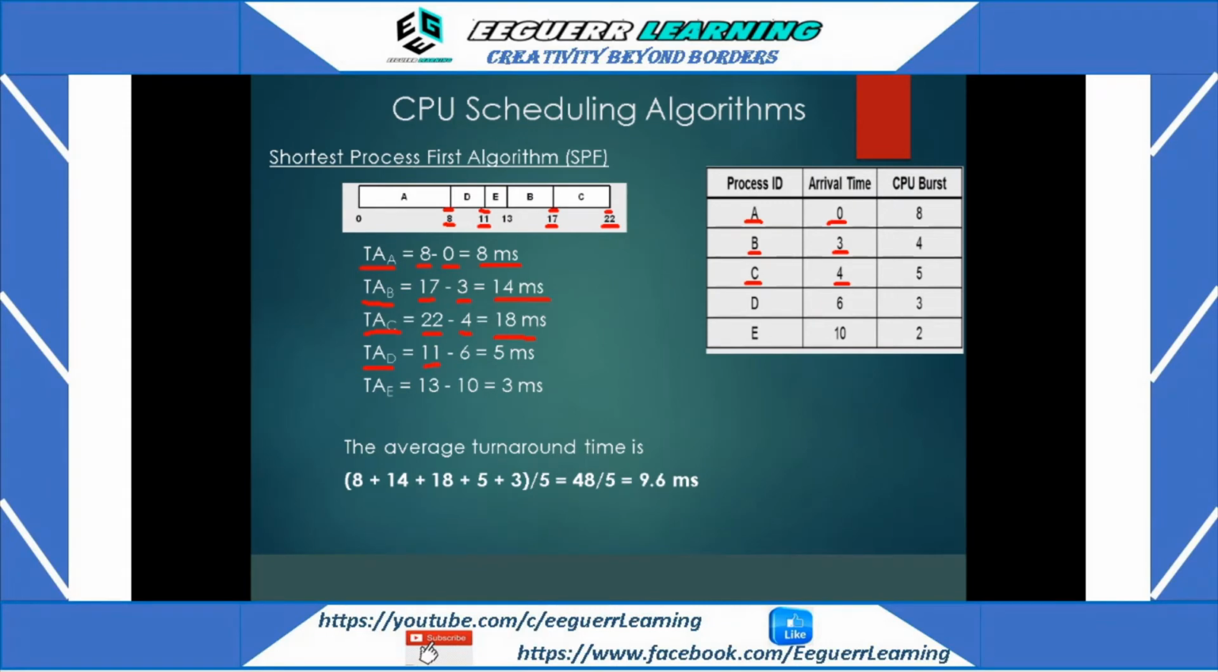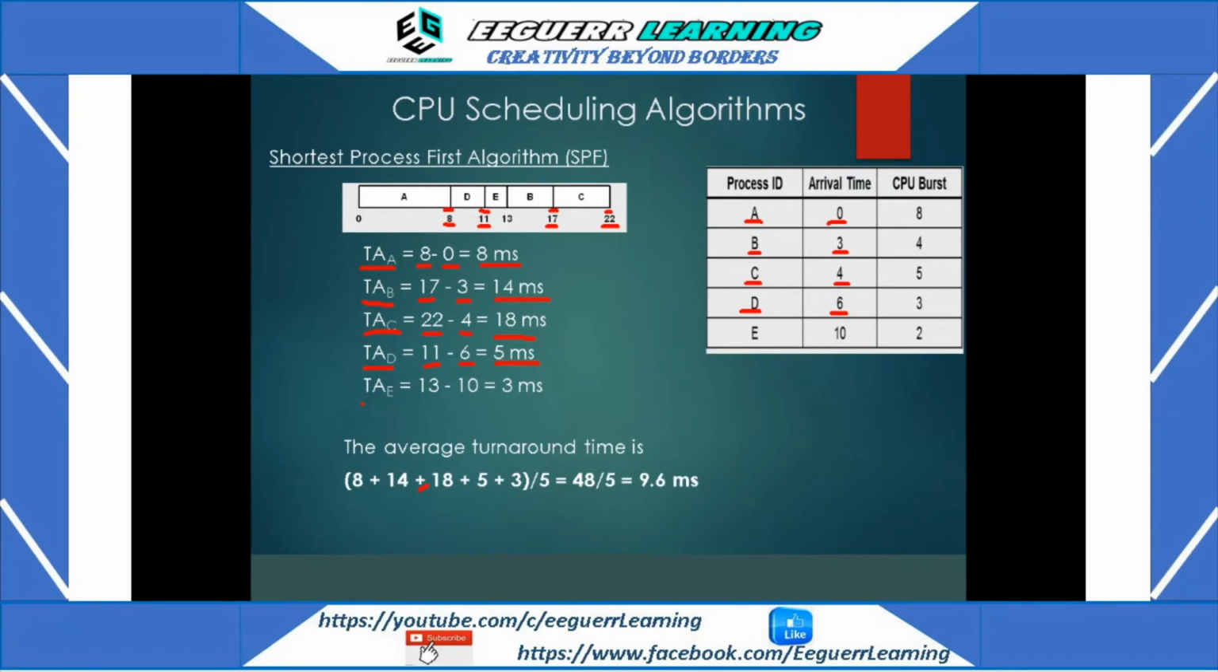Place it here and look for the table for the process D and get the arrival time of 6, and place it here. 6, and subtract: 11 minus 6 is 5 milliseconds.